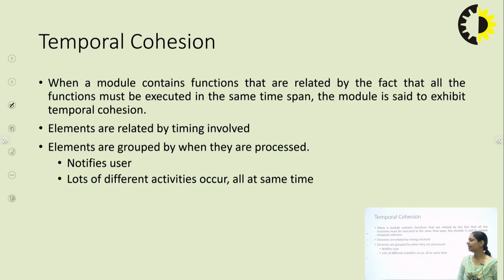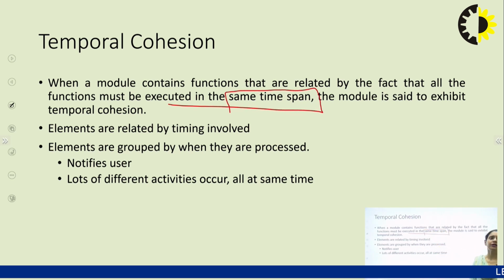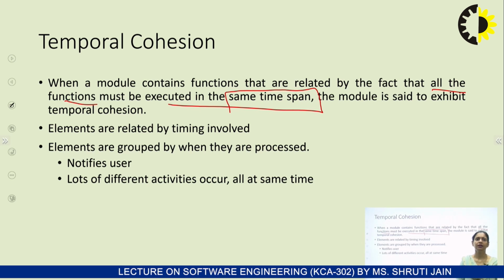The next one that we have is temporal cohesion. When a module contains functions that are related by the fact that all the functions must be executed at the same timestamp. So this same timestamp is an important factor over here. What does it say? That all the functions must be executed. Whatever functions we are executing at a particular time, they should be executed at a particular timestamp. Only then is this module said to be exhibiting temporal cohesion.